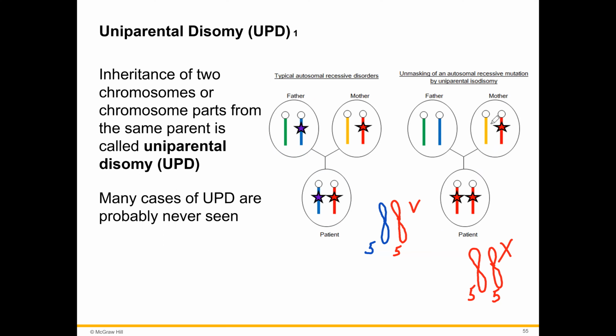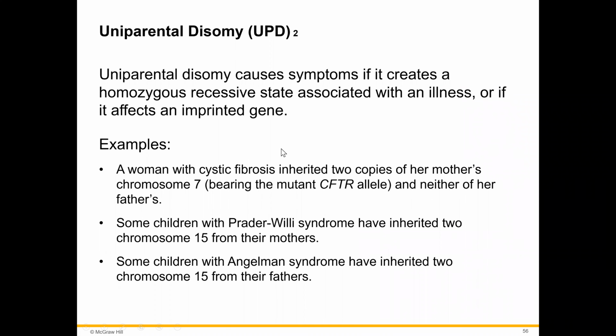That's what uniparental disomy is. And if you wonder how I can get two from one, it's because before the cells divide, they need to duplicate their chromosomes. So you duplicate this chromosome and you inherit both copies of the affected gene, right? That's what this condition is about. Uniparental disomy causes symptoms if it creates a homozygous recessive state associated with illness, or it affects an imprinted gene.